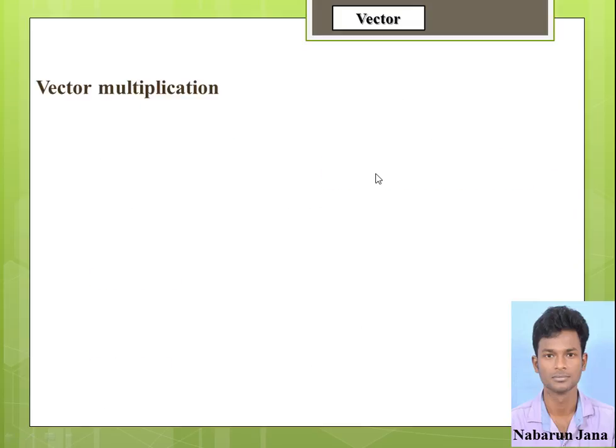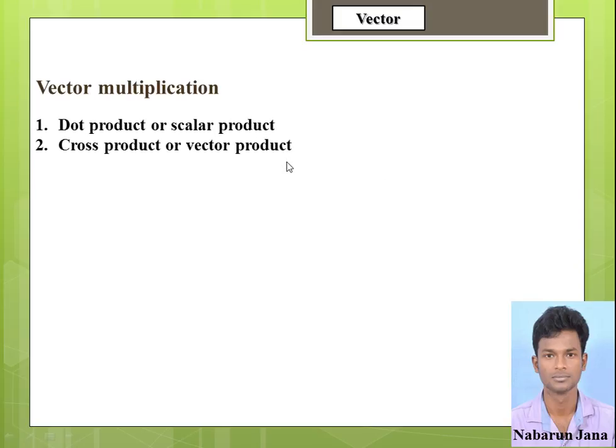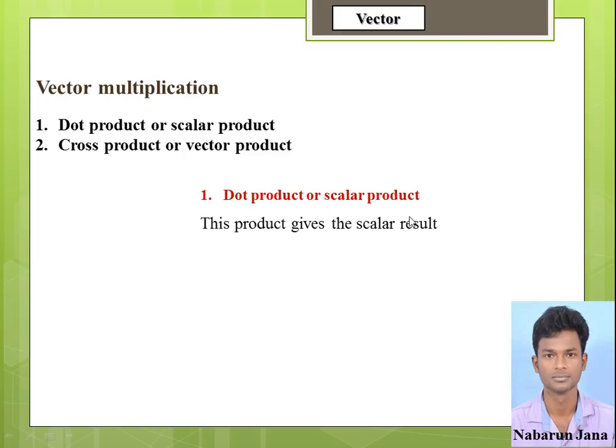Now I am going to discuss vector multiplication. There are two types of multiplication. One is dot product or scalar product, and the other is cross product or vector product. Now I am going to discuss dot product or scalar product. Why this name, scalar product? Because this product gives a scalar result. When you multiply two vectors in this method, the result is a scalar quantity. This is why the name is scalar product or dot product.